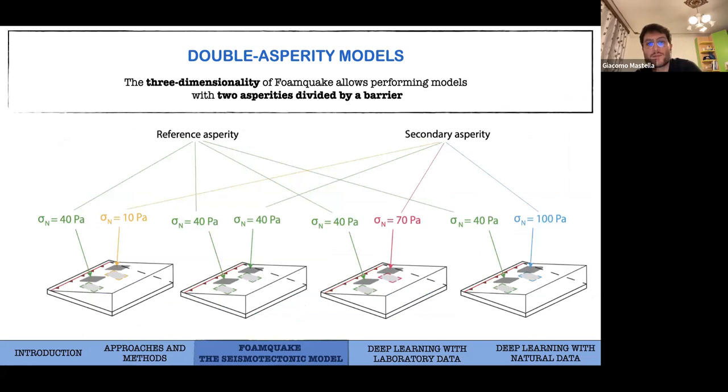Especially given that FOAMQUAKE is three-dimensional, this gives us the opportunity to perform some experiments characterized by the presence of more than one asperity. So we played a little bit, trying to complicate the heterogeneous frictional configuration of the megathrust, placing two asperities divided by a barrier. And we varied even the normal load above the two asperities. So here I perform 4 additional experiments, keeping constant the load above one asperity that I call the reference asperity, while I changed the load above another asperity that I call the secondary asperity.